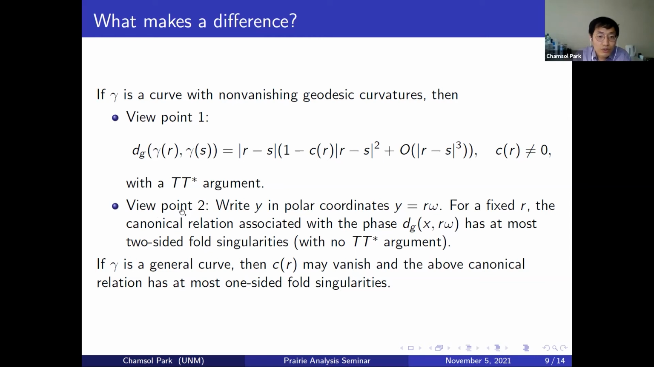And another viewpoint was that, let us think of this gamma of S as y in polar coordinates, or geodesic polar coordinates, something like r times omega, where omega is an angular variable.